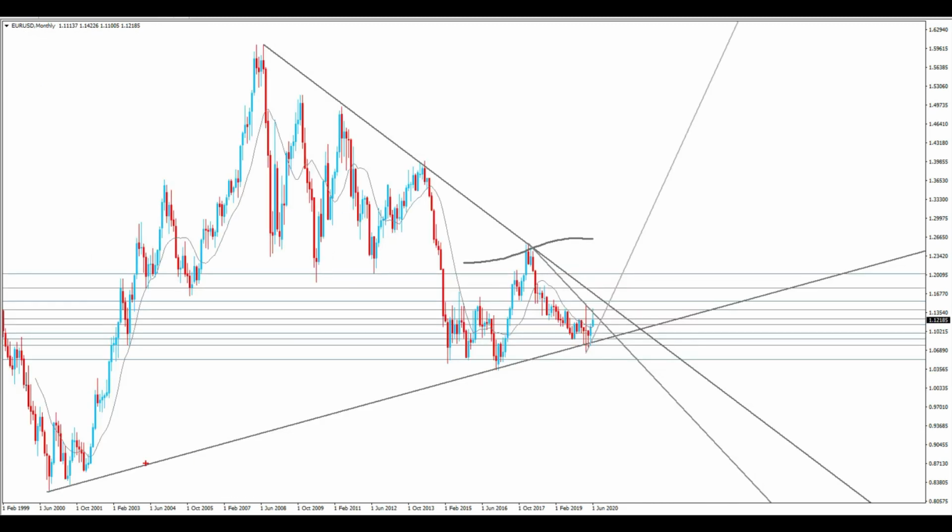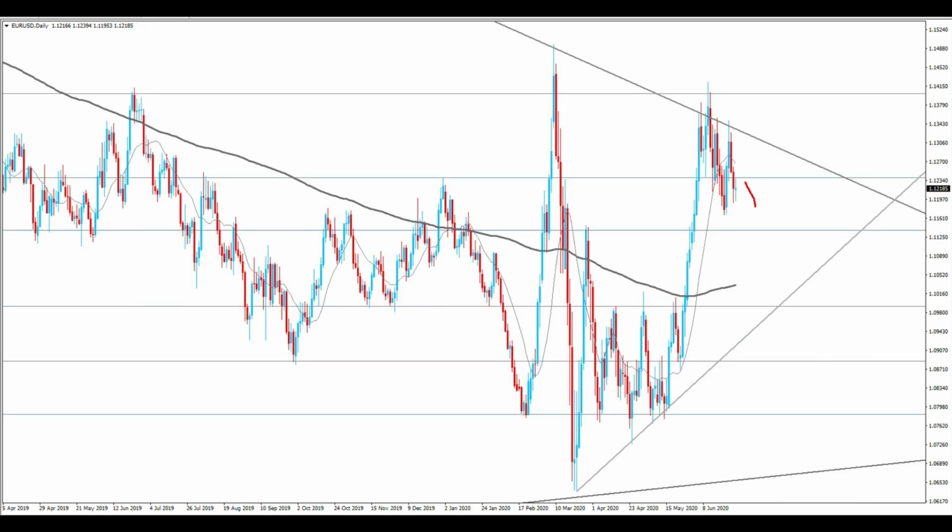Because we can see on the monthly we have the wedge pattern here, and price has been respecting this pattern for some time, so we're expecting price to eventually break out of here. But we've had a recent test of this lower trend line, so we're expecting another test of this upper one before we get a breakout of this larger pattern. So in the meantime, on the daily we're expecting price to keep declining, and we're looking for buy trades around this region here to go back up.